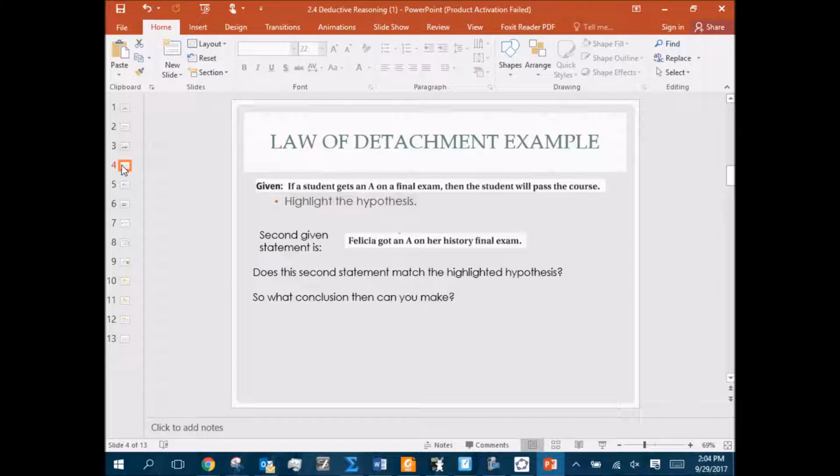But it says if a student gets an A on the final exam, the student will pass the course. Maybe in my syllabus I present that information to you. So I'm telling you that's a true condition. And then I've got a student named Felicia. She gets an A on the history exam. What is the conclusion you can make about Felicia? She's passing the course. Because this is a true statement.